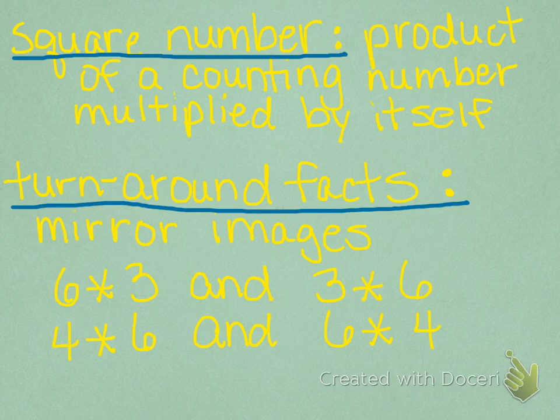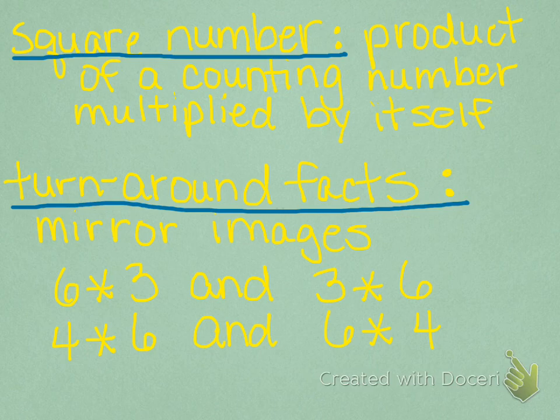Alright, so again, square number is a product of a counting number multiplied by itself. And then turnaround facts, you've talked about previously, but I just wanted to refresh your memory. Sometimes we refer to those as mirror images, because basically what we're doing is taking that multiplication fact, or whatever type of fact it is, and turning it around. So if I have 6 times 3, the turnaround fact would be 3 times 6. If I had 4 times 6, the turnaround fact would be 6 times 4.